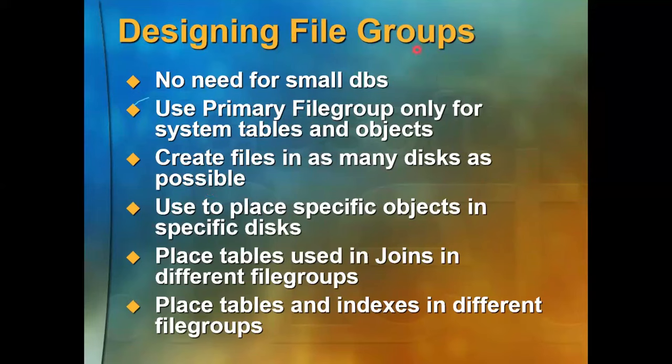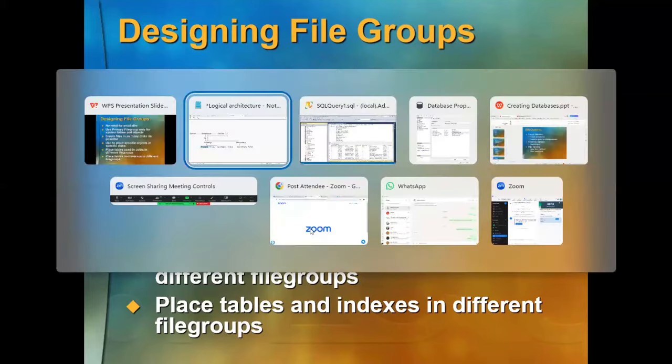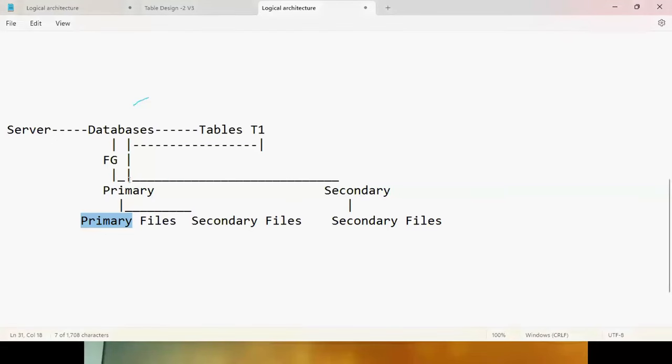So, designing file groups. There is no need for file groups beyond the primary file group for a small database; only for larger databases. You create files on as many disks as possible, so that the data is spread. Then use them to place specific objects on specific disks. For example, if I create a file group, I will be able to say T1 is in the primary file group and there is a primary file.